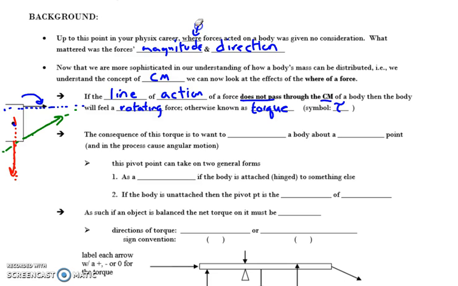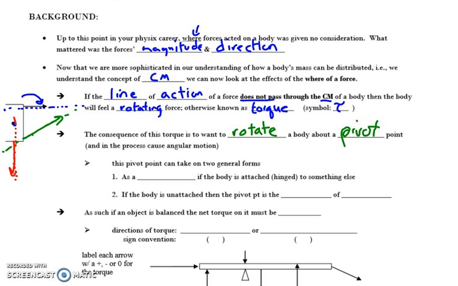All right, so the consequence of a torque, what we care about, is to rotate a body about a pivot point. Now we want to talk about this pivot point a little bit more. And in the process, you're going to cause angular motion, of which we're going to talk about more later.